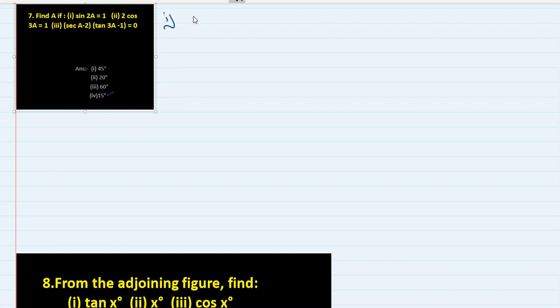So the first one is sine 2A is equal to 1. This is known as solving trigonometrical equations, and we have to find the value of A. So I will write it first as sine 2A is equal to sine 90 because sine 90 is 1, right? Now I can remove sine from both the sides. So 2A is equal to 90 and therefore A is equal to 90 by 2. So A is equal to 45 degrees.